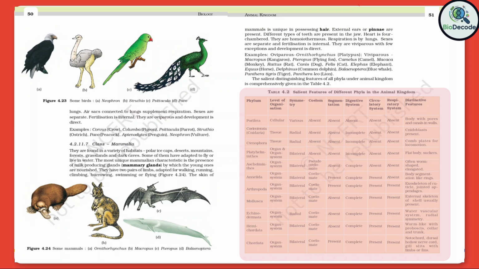Annelida, segmented worms. Annelids show bilateral symmetry, triploblastic organization, and are coelomates, meaning they possess a true body cavity lined with mesoderm. Their bodies are metamerically segmented, each segment containing repeated organs and structures. Examples include earthworms, leeches, and Nereis. Annelids have a closed circulatory system, a well-developed nervous system, and excretory structures called nephridia.